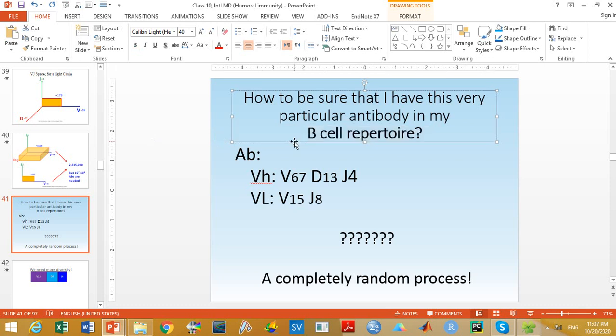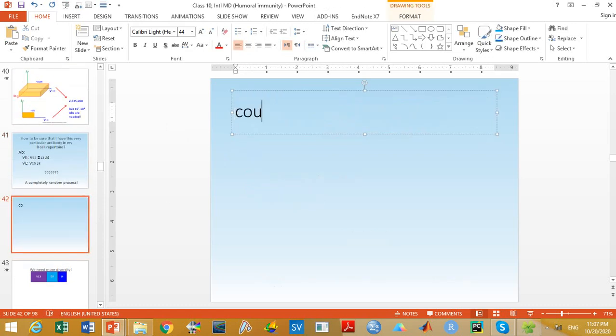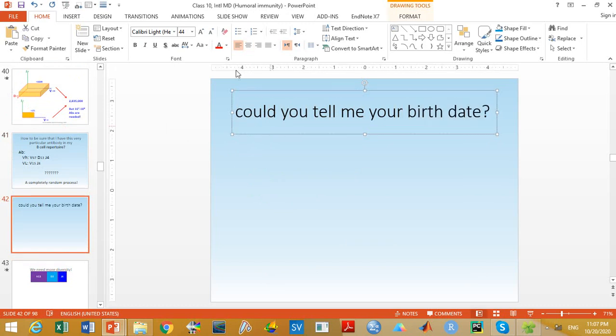So, there is this story about a teacher that goes to a class one day and he's going to teach something about probability. He goes to one of the students and asks, could you tell me your birth date? And that student says, okay, well, why do you want me to tell you the birth date? How is it related to the probabilities and stuff?